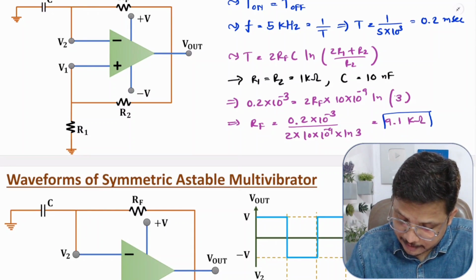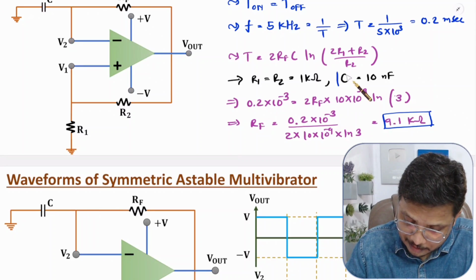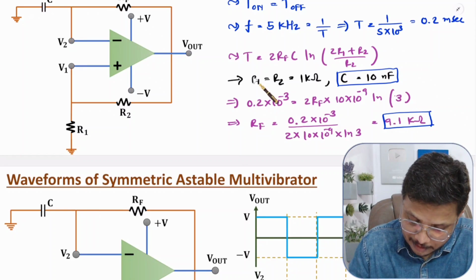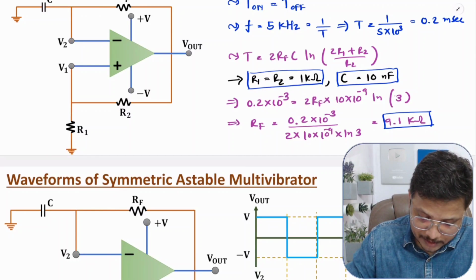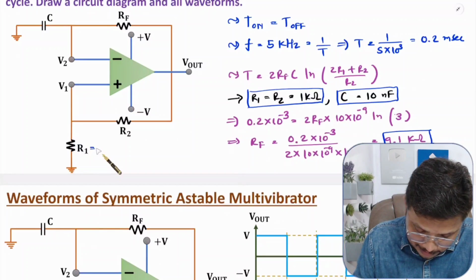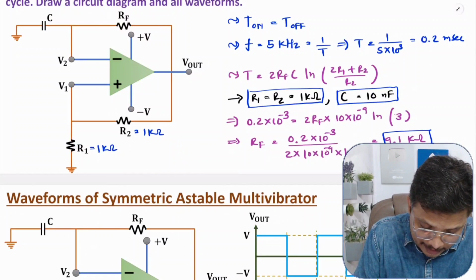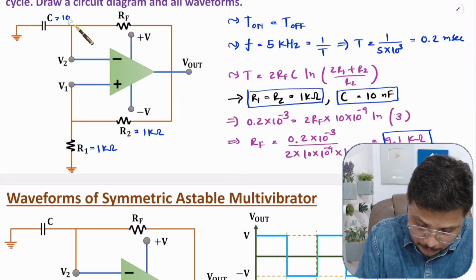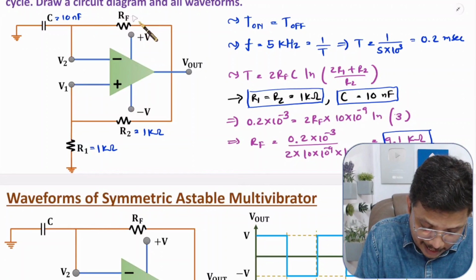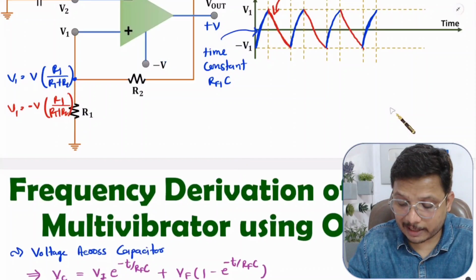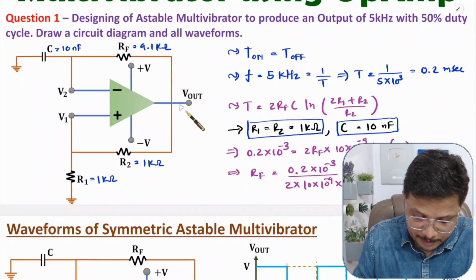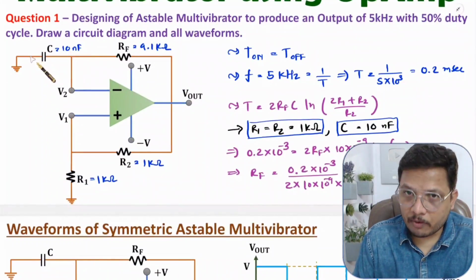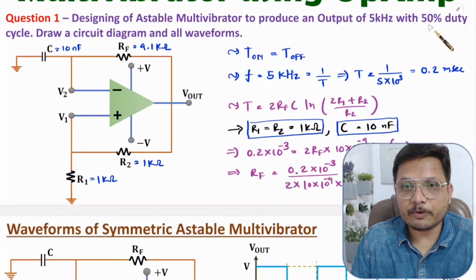See, RF that is 9.1, C that is of 10 nanofarad, R1 and R2 that is of 1 kilo ohm. So let us substitute the values in circuit. R1 that is of 1 kilo ohm, R2 that is of 1 kilo ohm, C that is of 10 nano, right? And this RF that we have calculated that is of 9.1 kilo ohm, right? So this circuit will be producing square wave of 5 kilohertz with 50% duty cycle.